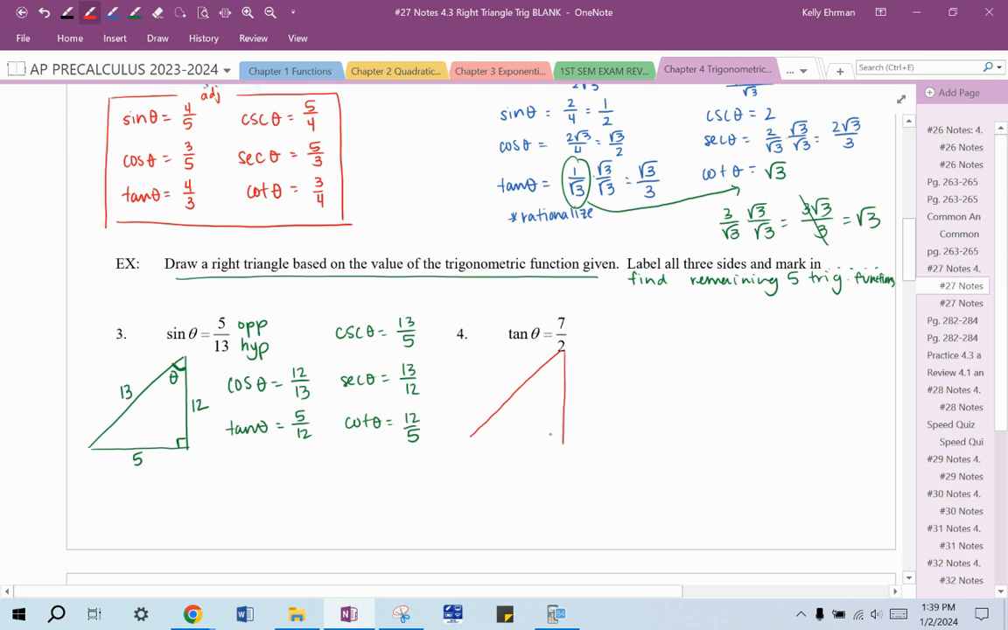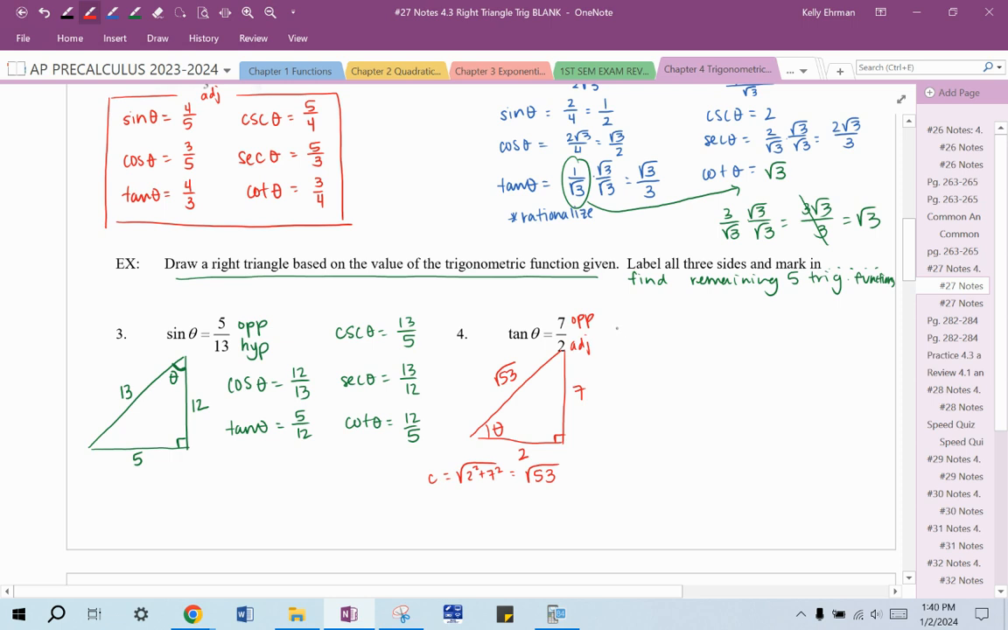So draw a right triangle. Maybe I'll put theta down here this time. Tangent is opposite over adjacent, so I'm going to put 7 opposite, 2 adjacent. This is not a triple that I know, so I'm going to say square root of 2 squared plus 7 squared. That would be equal to C, right? So 4 plus 49 is 53. That does not simplify at all.